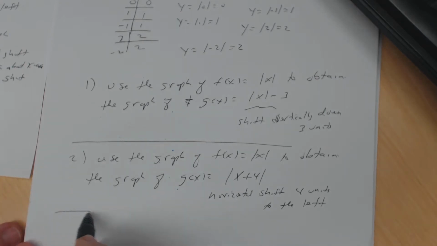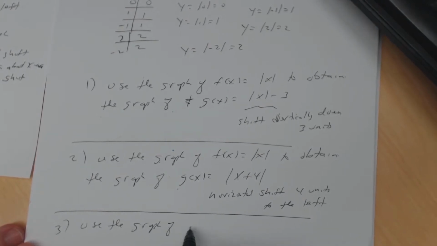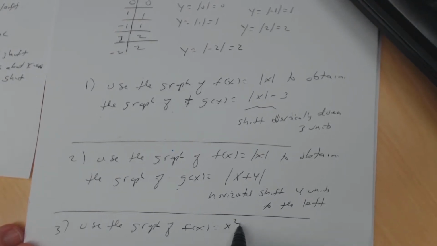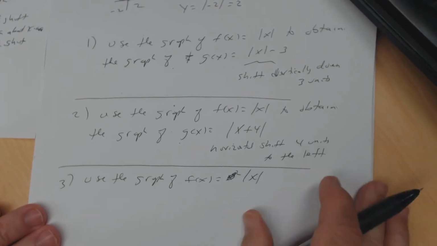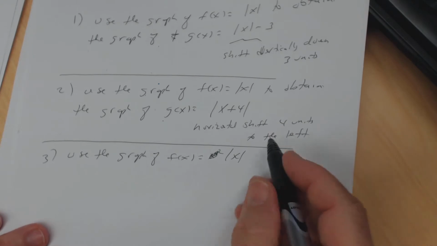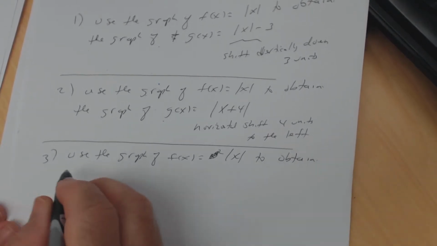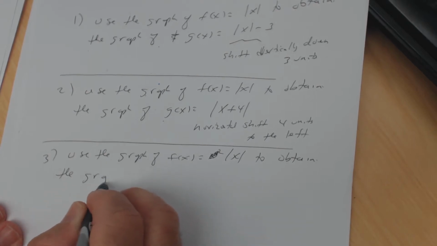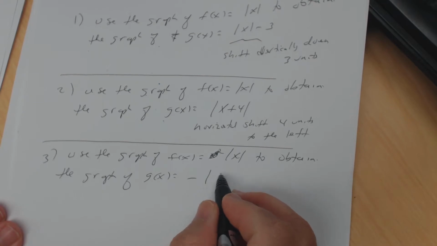Number 3, suppose you had this. Use the graph of f of x, which equals absolute value of x, to obtain the graph of g of x, which equals this.